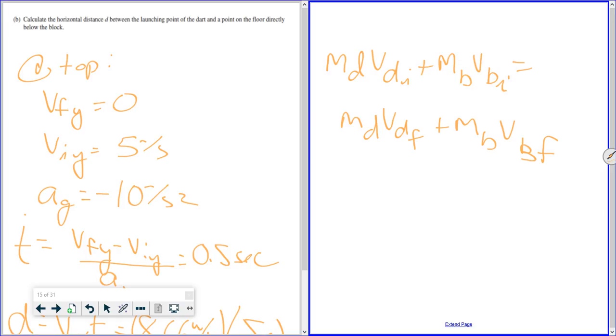Cool? And so let's see, the mass of the dart is it 0.01 or 0.02? 0.02 times, we just found the velocity, it was 8.66, right? Plus 0 equals, the combined mass is going to be what, 0.12? Yep. That is VF. We'll solve for VF.